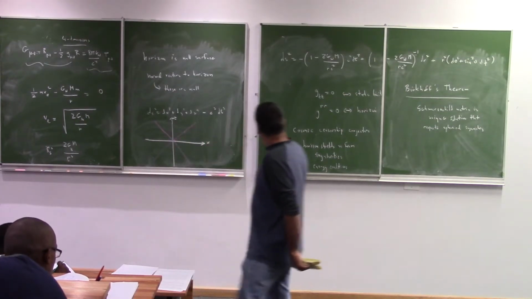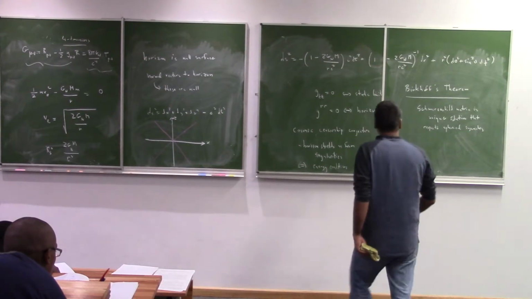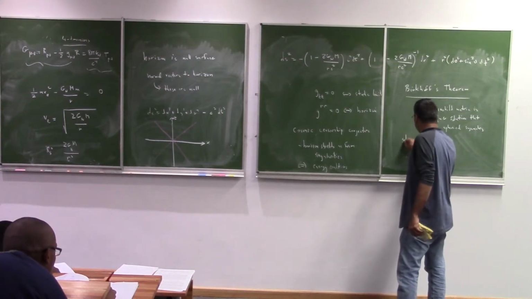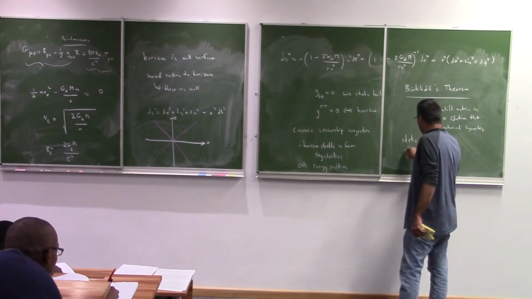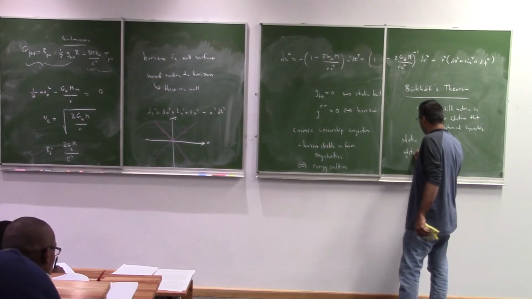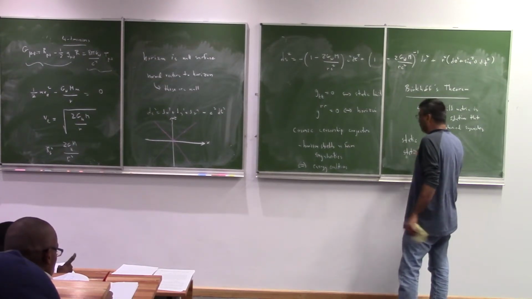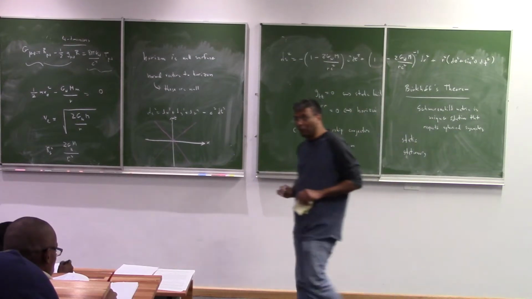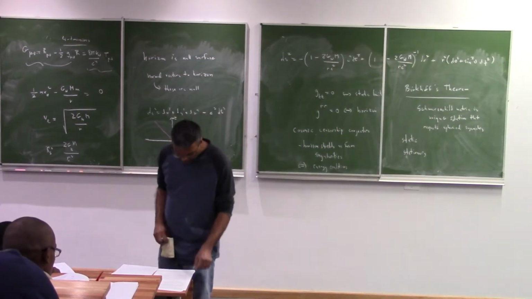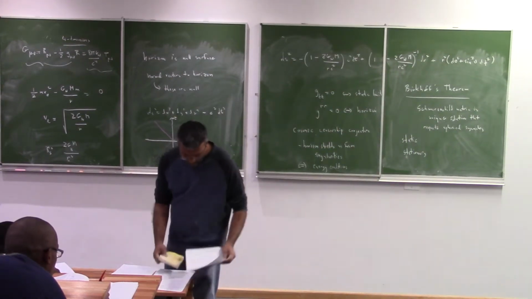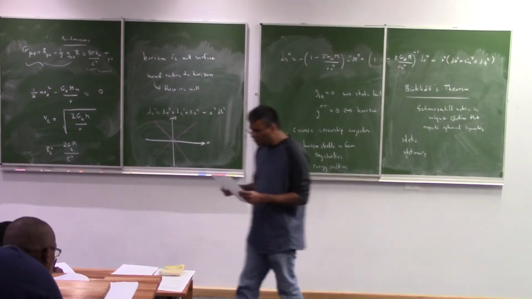Okay, I also want to observe that the Schwarzschild metric is both static and stationary. Static and stationary are technical terms. One is a subset of the other. So static is a subset of stationary.